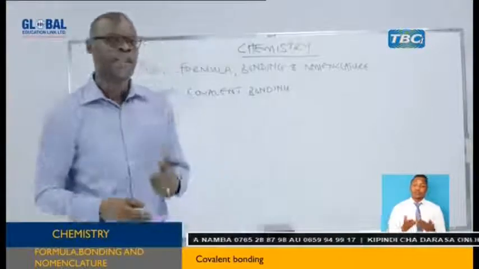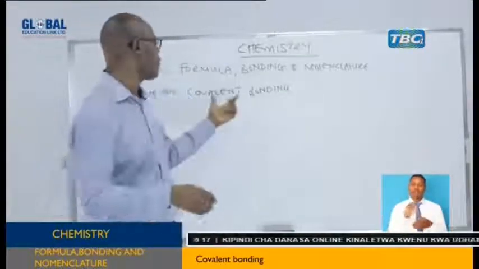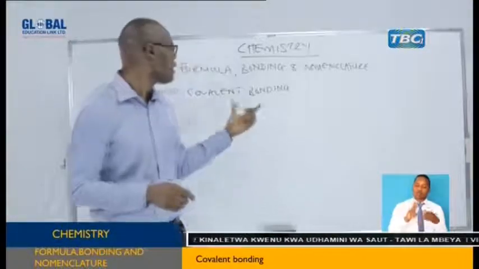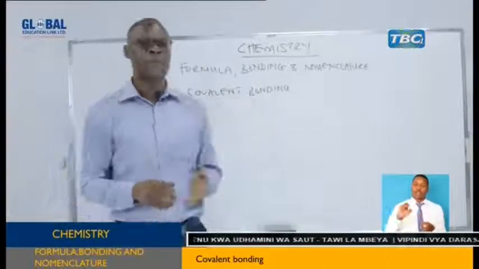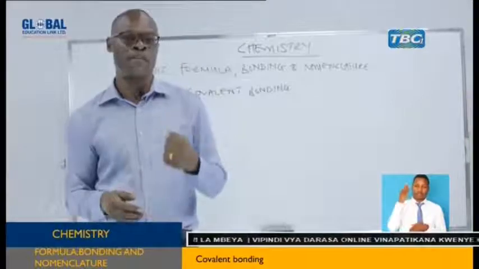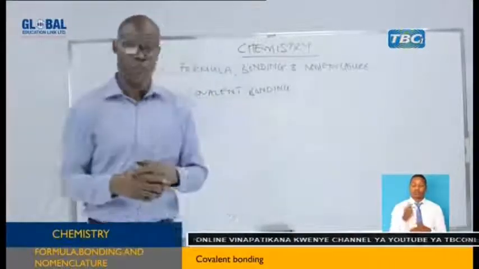So students, our subtopic today is covalent bonding. There are two types of bonding. We have covalent bonding and also electrovalent bonding. Today specifically we are going to look at covalent bonding: the concept, the details, and examples of compounds which form covalent bonds. At the same time, we are also going to look at the properties of covalent compounds.